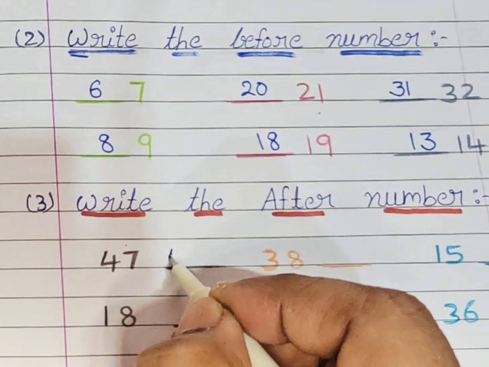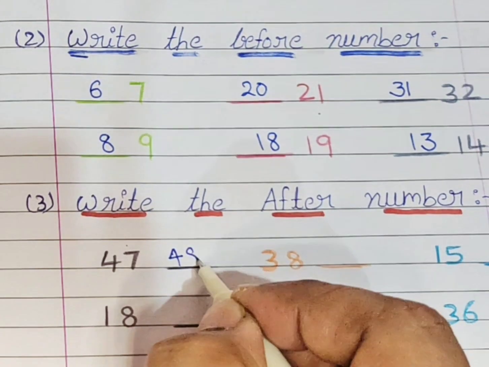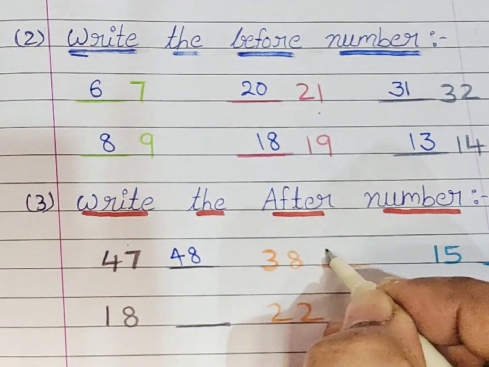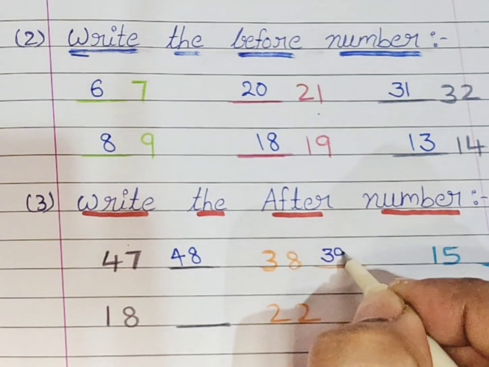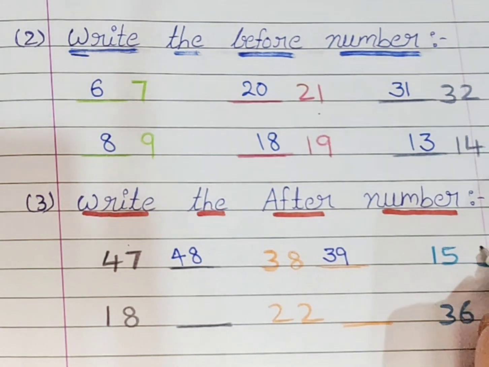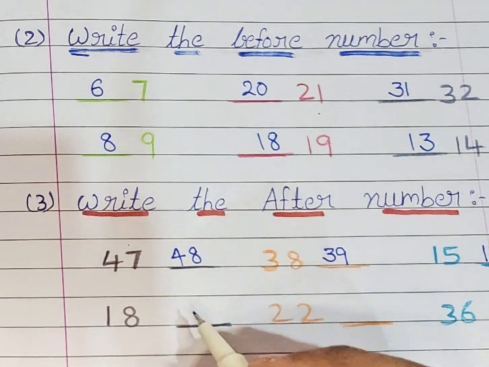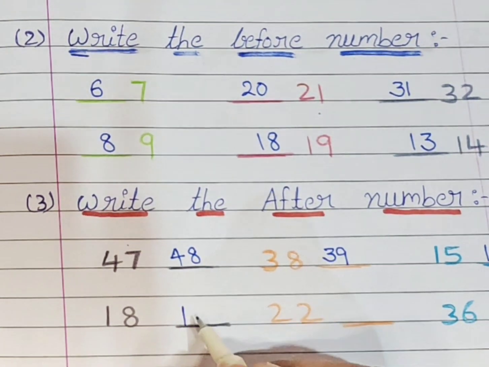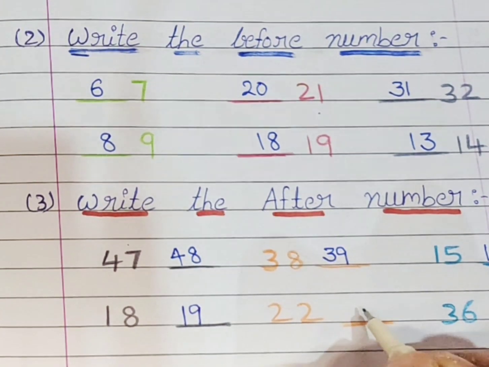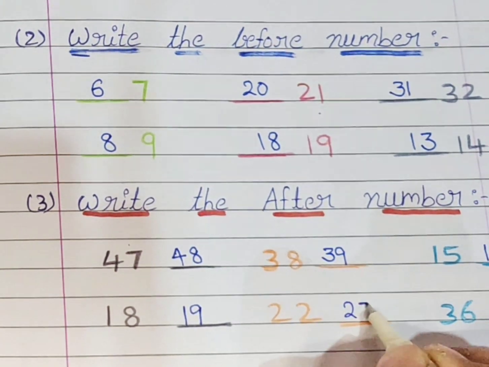Again, write the after number. So 48 is after 47. 39 is after 38. 16 is after 15. 19 is after 18. 23 is after 22.